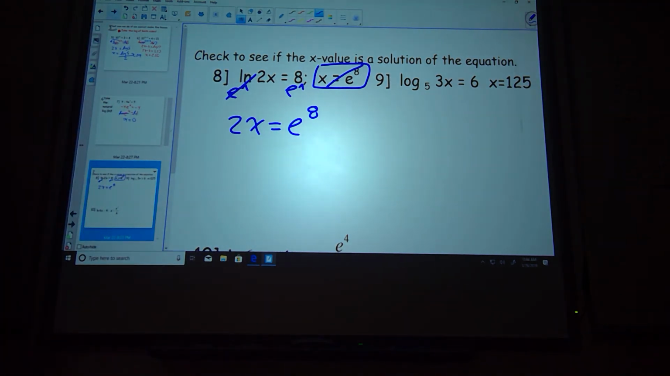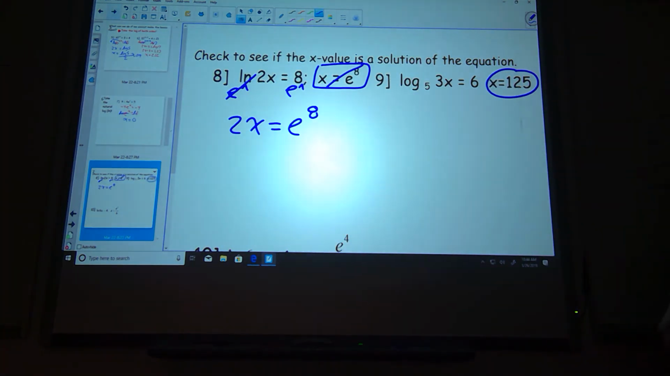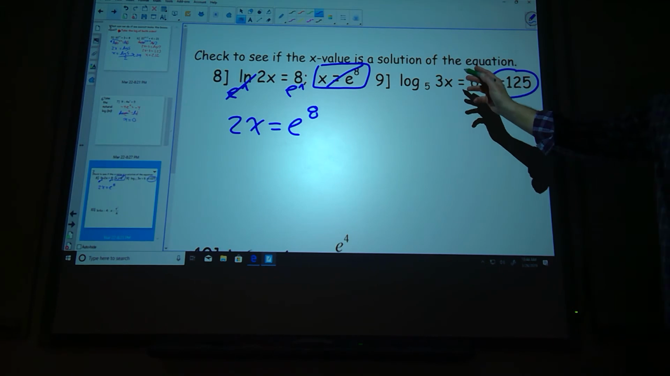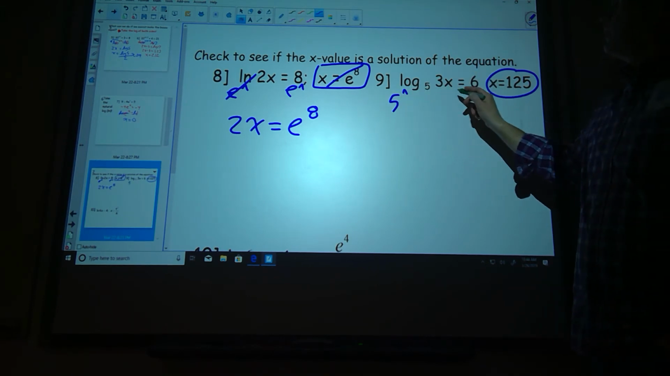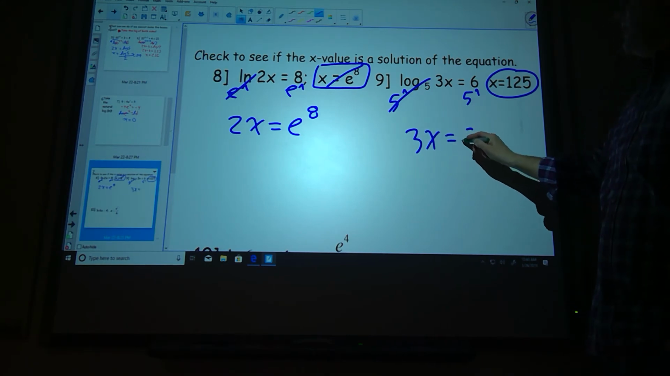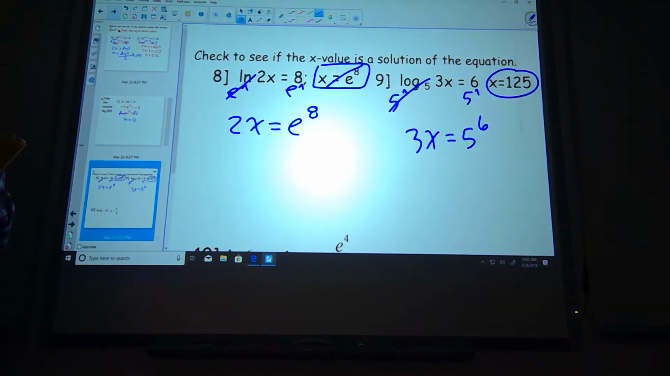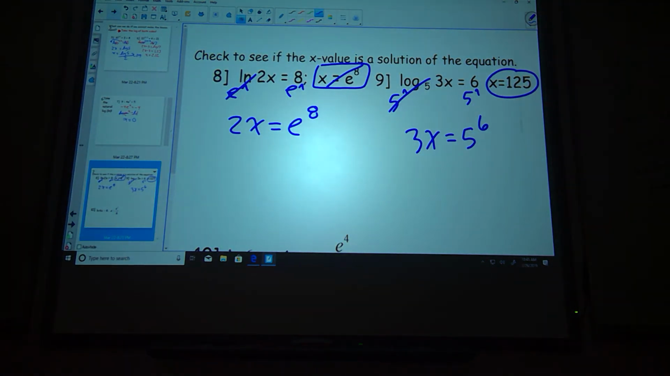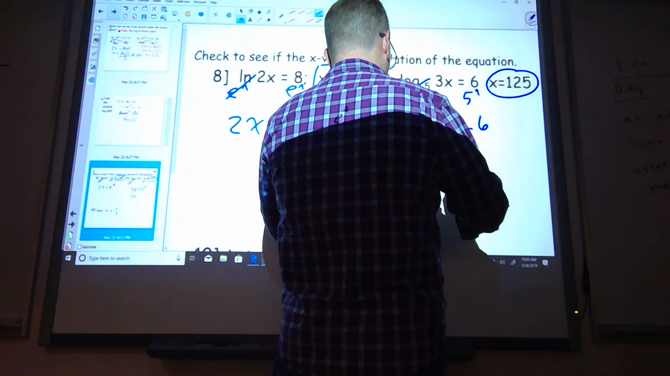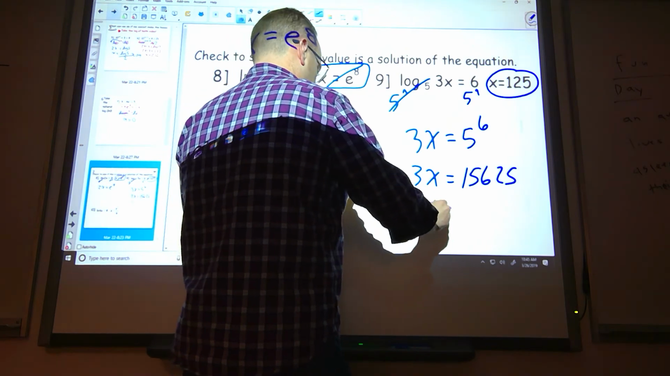Okay. This next one, we want to make sure, hey, does 125 work? So we could plug it in, absolutely. I could also do this. I can go 5 raised to the and 5 raised to the. Those cancel, so I get 3x is equal to 5 to the 6th power. Ooh, wow. Calculator time. 5 raised to the 6th power is 15,625. Divide by 3.